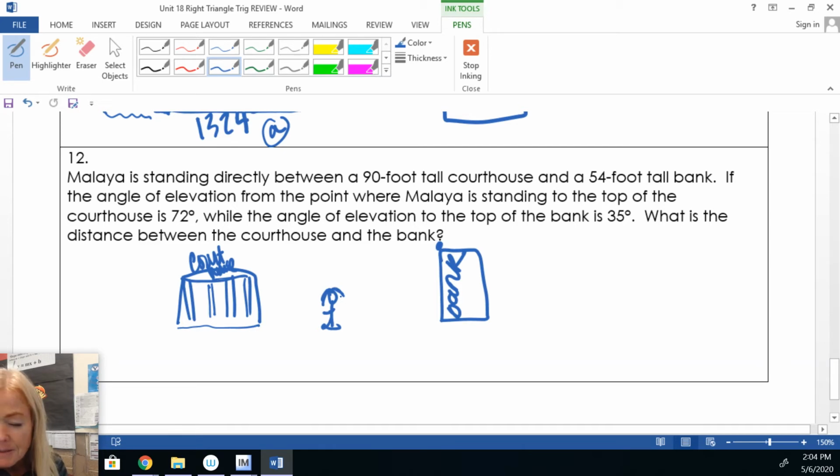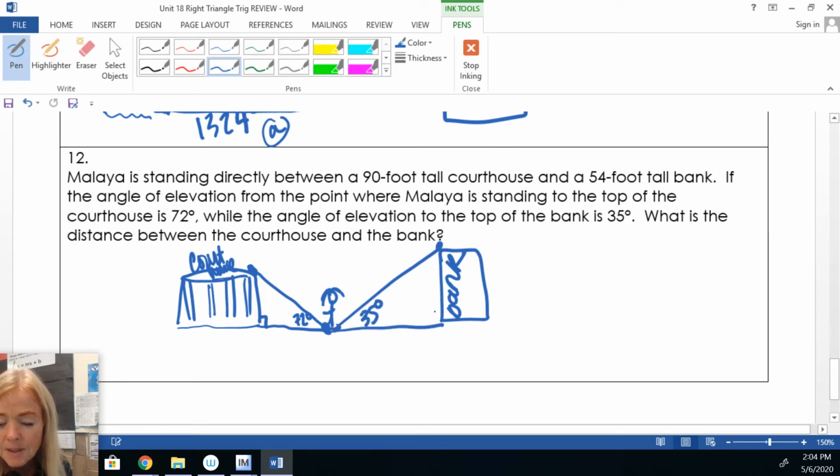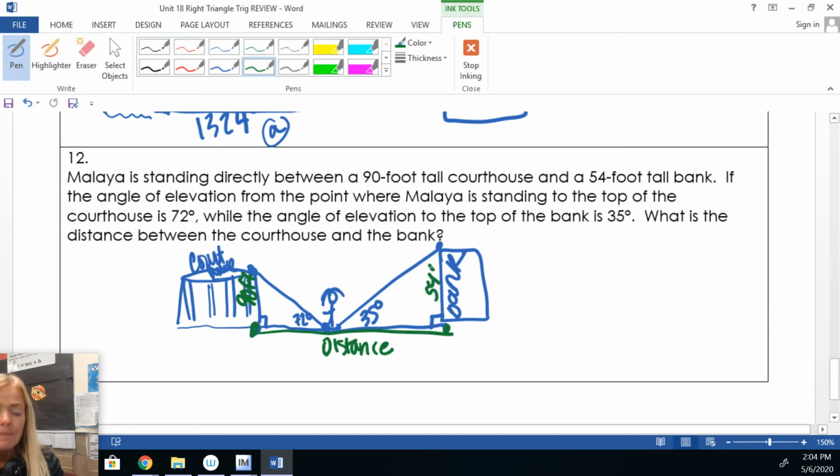All right, the angle of elevation from the point where Michaela is standing to the top of the courthouse, right here, is 72 degrees. While the angle of elevation to the top of the bank is 35 degrees, what is the distance between the courthouse and the bank? So let me do that in a different color. From here to here, we want to know this total distance. And we know that the courthouse is 90 feet tall and the bank is 54 feet tall.